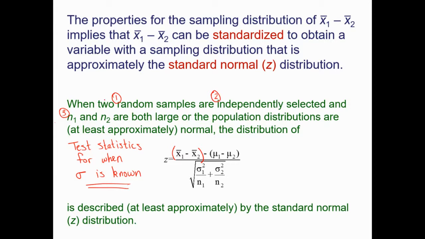So I was saying the three conditions are random samples, independent, and then they're both large, or the population is normally distributed with sigma known.